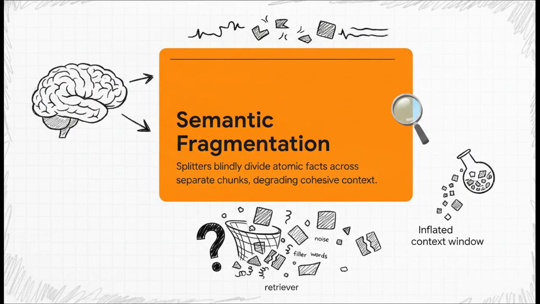We call this specific failure mode semantic fragmentation. It happens when standard token splitters blindly divide interconnected facts across separate chunks and documents, heavily degrading the cohesive context. And here's the real kicker. This makes it mathematically impossible for a standard retriever to pass high-signal context to the LLM in a single shot. Instead, you're forced to retrieve excess noise, inflating your context window with filler that totally dilutes the signal.